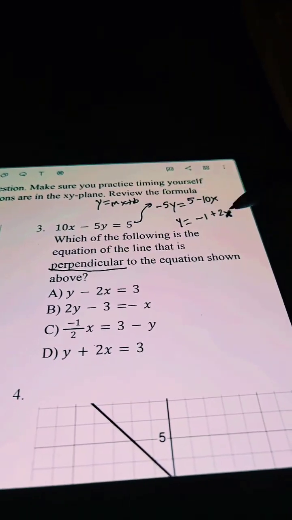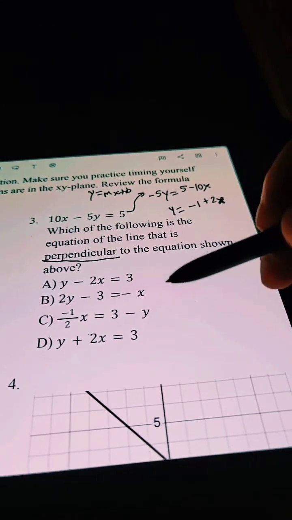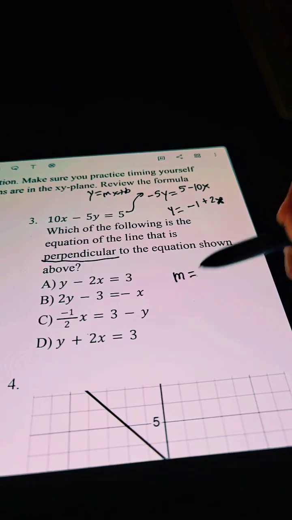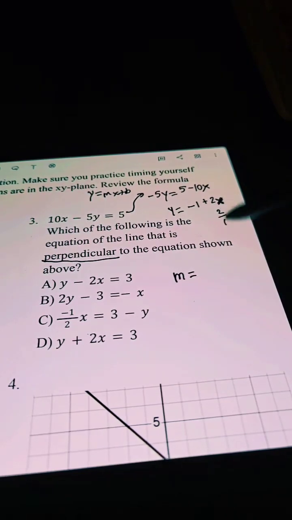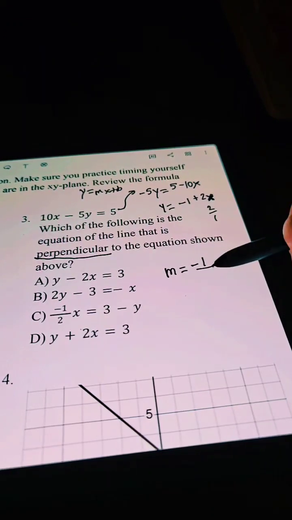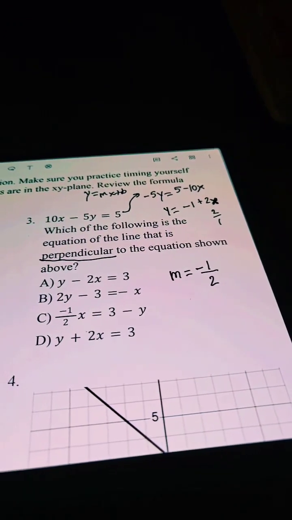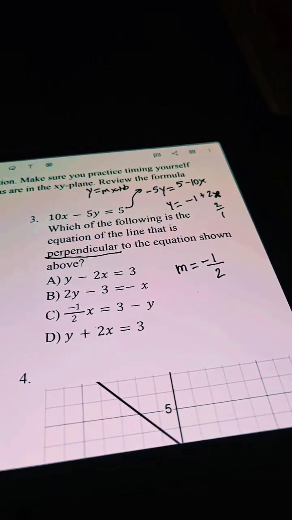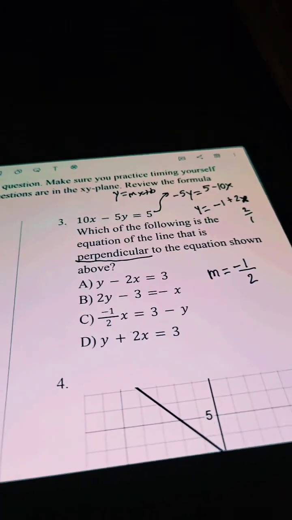So our slope of this line is 2, so that means that the slope of the perpendicular line has to be the negative reciprocal. So if 2, or 2 over 1, is this slope, the negative reciprocal would be -1/2. So we need to make sure that whatever we pick has a slope of -1/2.